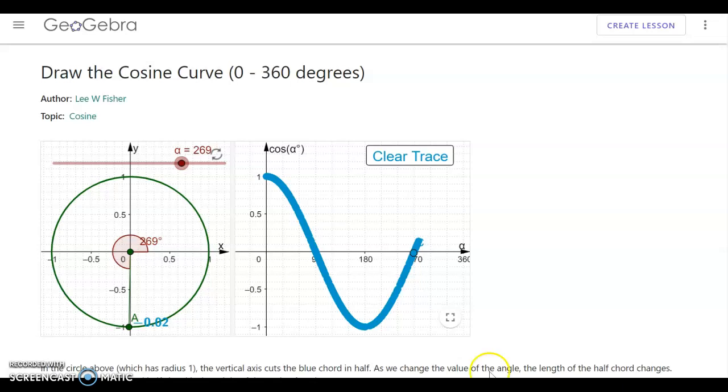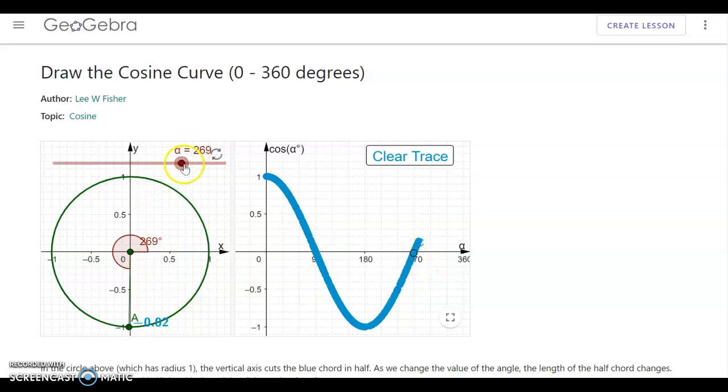Okay, now we've moved up to 270. 270 degrees is down here on our diagram. We are looking at 0, minus 1. Cos is the x value, cos is 0, so at 270 degrees, we're at 0.